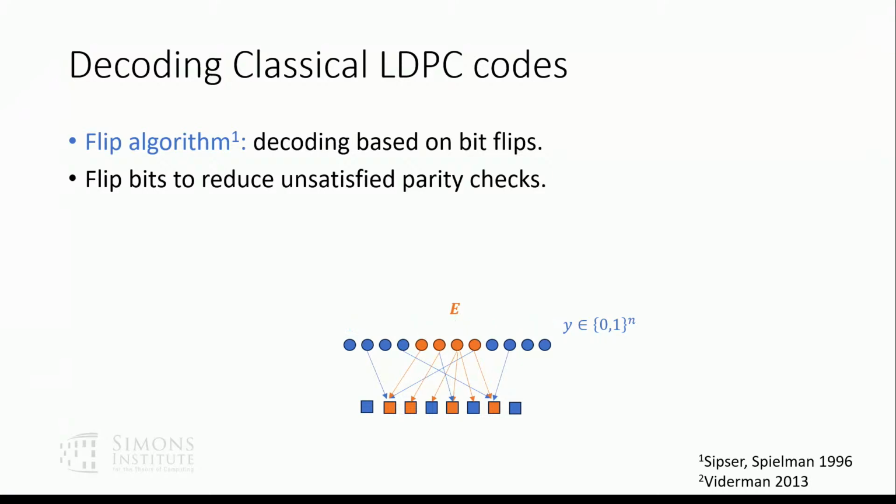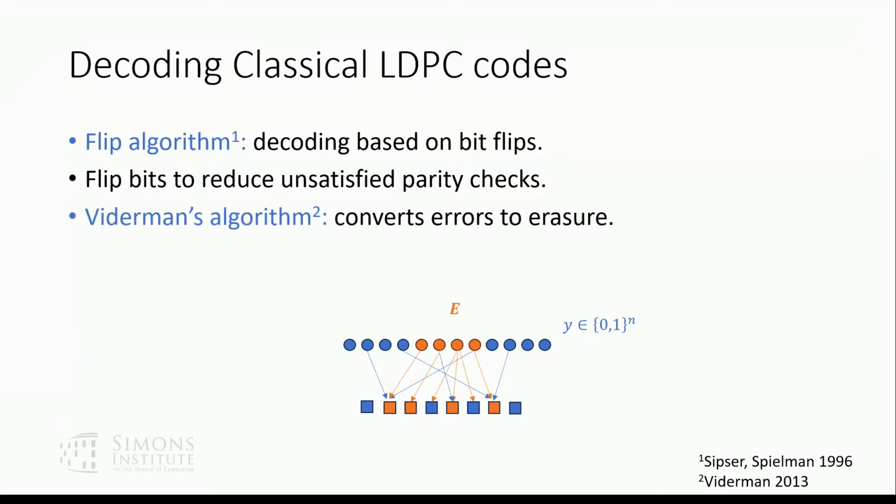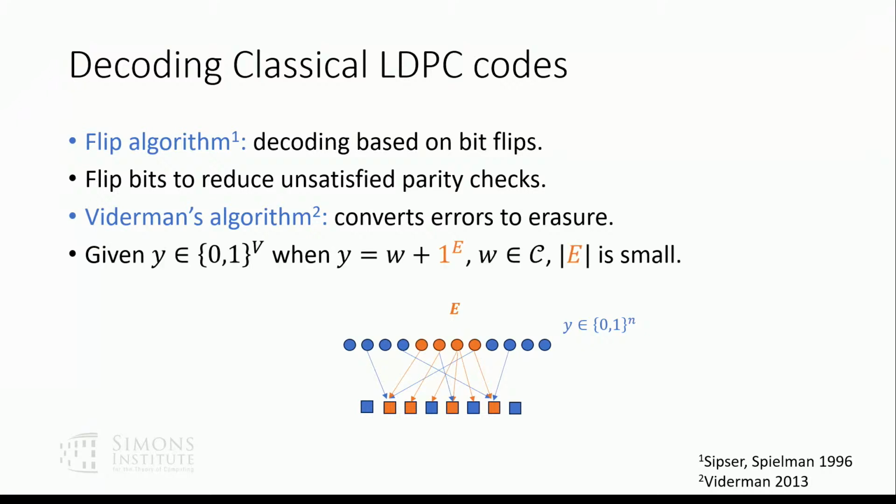And in this talk, we're going to talk about a version of Viderman's algorithm. So this algorithm does something different. It converts errors to erasures. What it means is it is promised to find a superset of the errors. So it finds some set of vertices that is promised to contain all of the errors. And then later on, you can easily correct the errors if you know this superset.